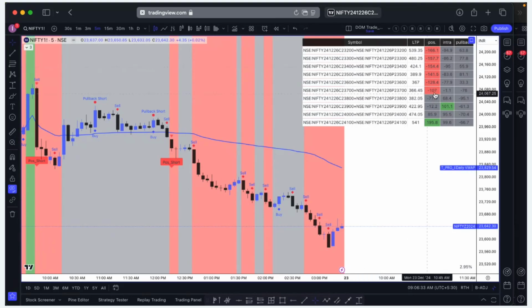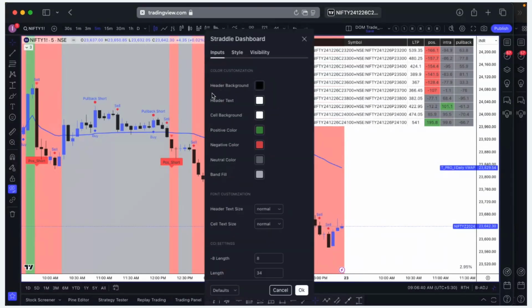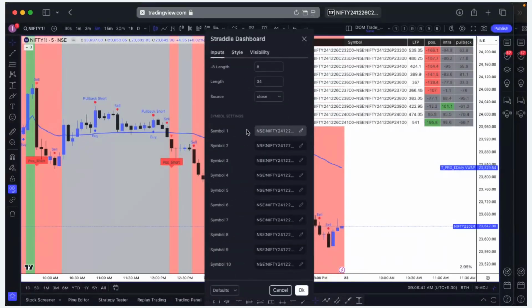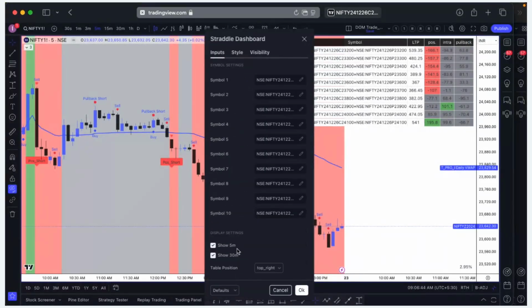So here you can see the LTP of the straddle will be displayed. For the straddle, you can just click this indicator and go to this input. You can enter your symbols over here. At this point of time, 10 symbols are there. You can use the straddle symbol over here. I have plotted from 24,000 to 23,200.